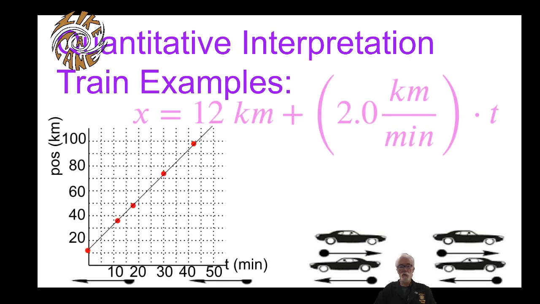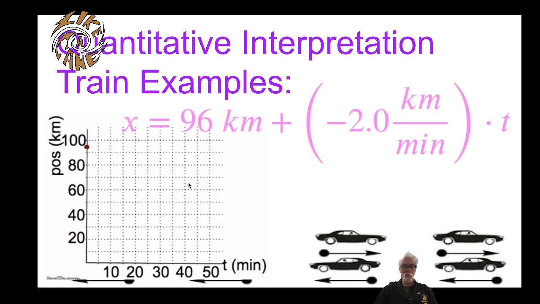So for the first train, which had this graph, the equation that describes its motion, the mathematical model, would be position is 12 kilometers plus 2 kilometers for every minute times time. So if you put the time in minutes, multiply that by 2, you'll get kilometers. Add that to the original 12 kilometers of position, and you would predict what the position is going to be at any time for that train.